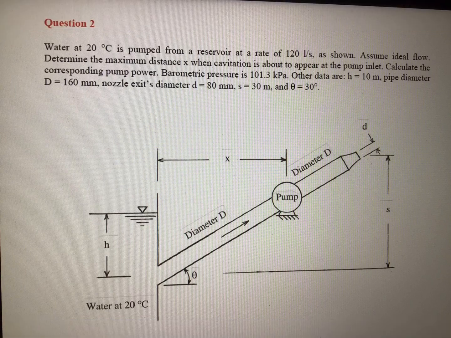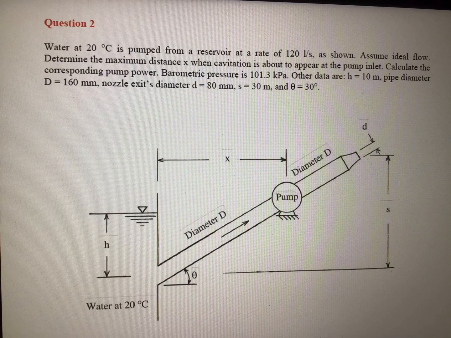We have the pump. Initially the diameter was uniform, and at the exit nozzle the diameter reduces to 80 millimeter, but before that the pipe diameter was 160 millimeter. What we need to calculate initially is the distance x, where the cavitation is about to appear at the pump inlet. I'll tell you that later. And we also need to calculate the pump power.